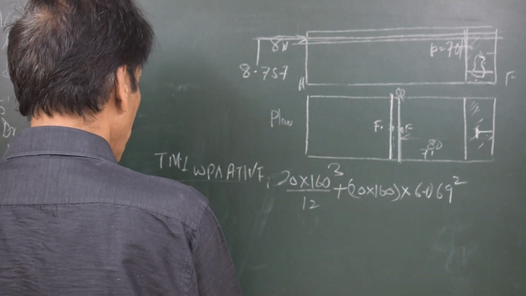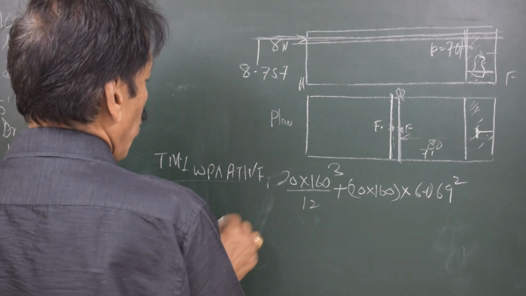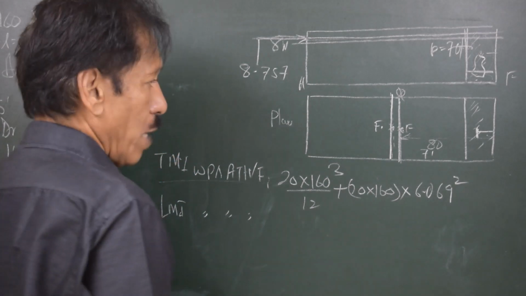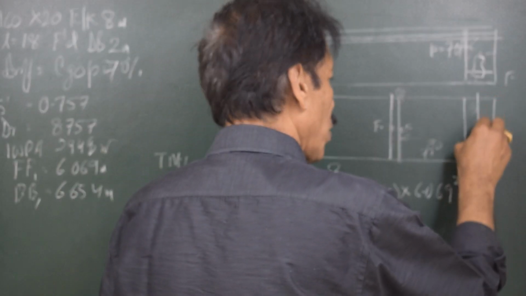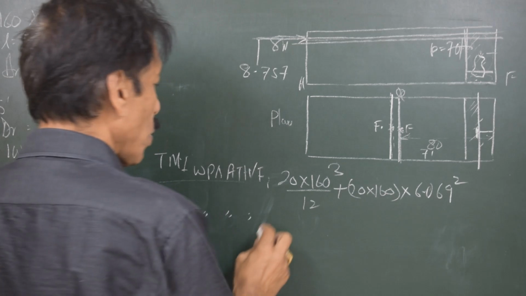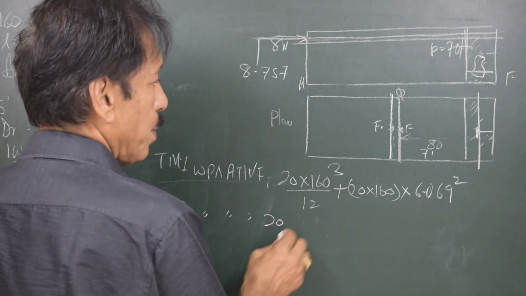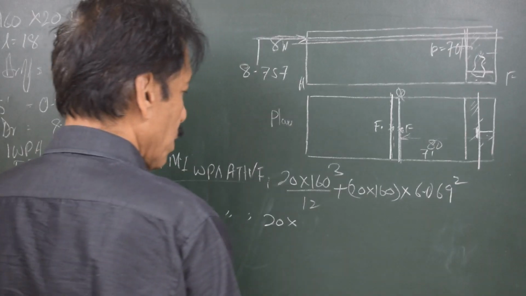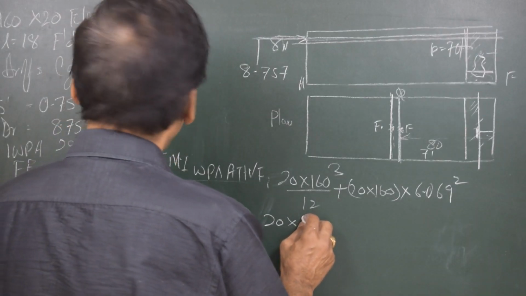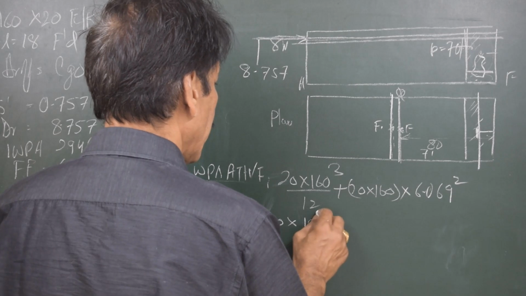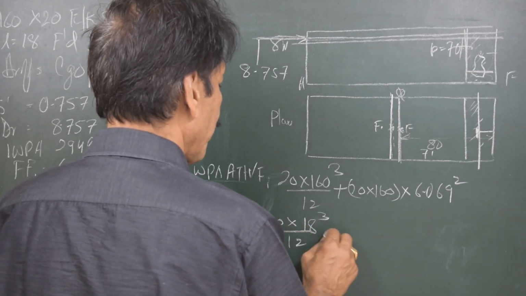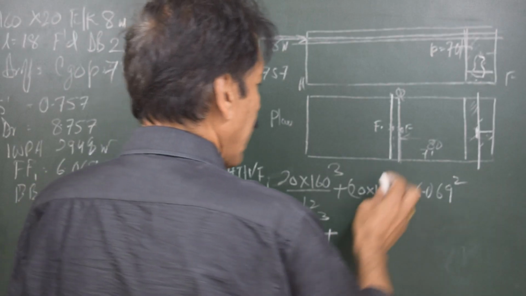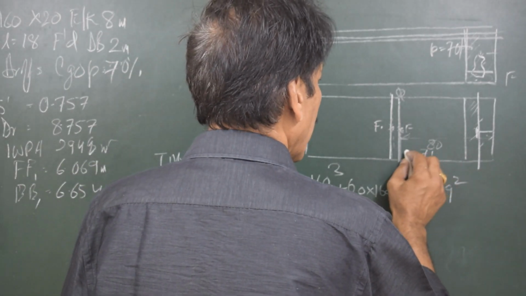Now the lost moment of inertia of the waterplane area about the athwartship axis through F1. For that, let us first find out the loss about its own axis. The loss about its own axis is 20 into, along the length it is always power 1, into 18 cube upon 12.